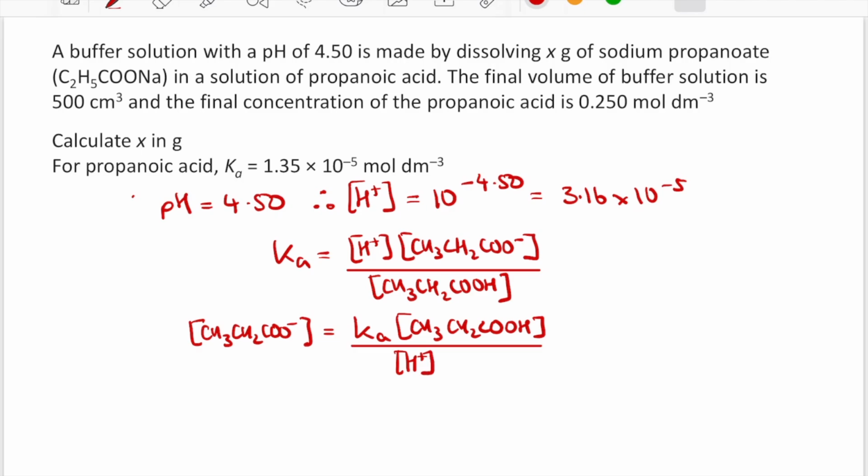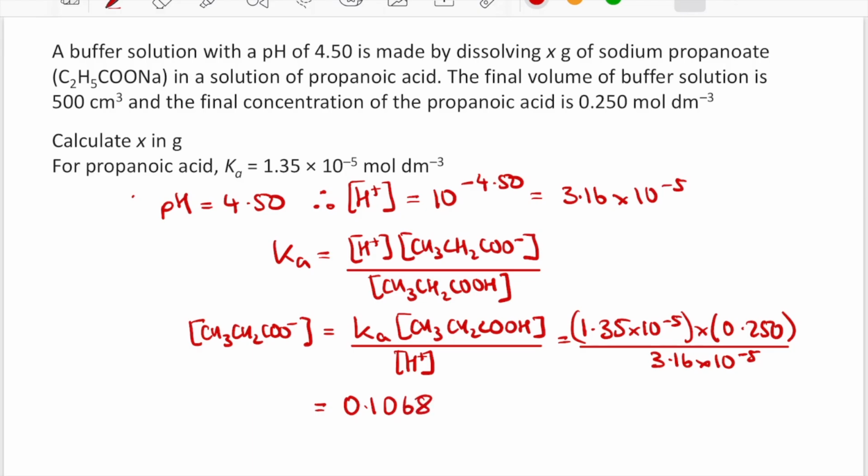Okay, insert the numbers. Our Ka value is 1.35 times 10 to the minus 5. We're multiplying that by 0.25, because that's the concentration of the propanoic acid, and dividing it by the concentration of the H plus ions, which you'd worked out, which is 3.16 times 10 to the minus 5. That gives us a concentration of propanoate ions of 0.1068. I could write that as 0.107. Always write your working out to a minimum of 3 significant figures. Don't go overboard, but keep your numbers in your calculator.